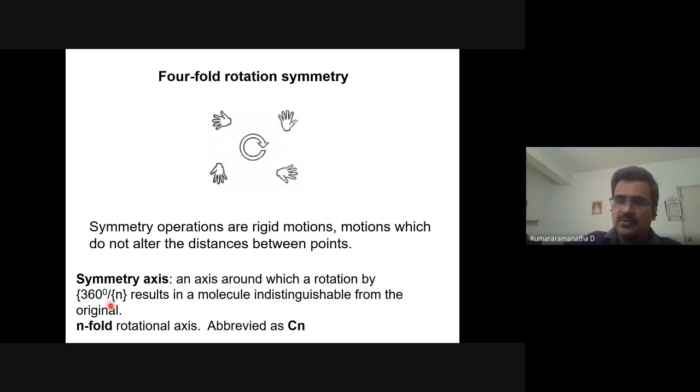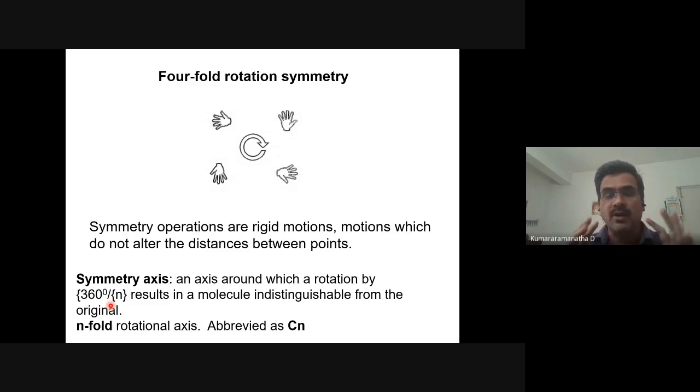What happens to the value when n equals 2? 180. And when n equals 3? 120. And 120, 90 and so on. Okay, now you can really catch on to what exactly I'm trying to say. So 120 degree, 90 degree, 180 degree. When we hear all these terms, we know the bond angle.